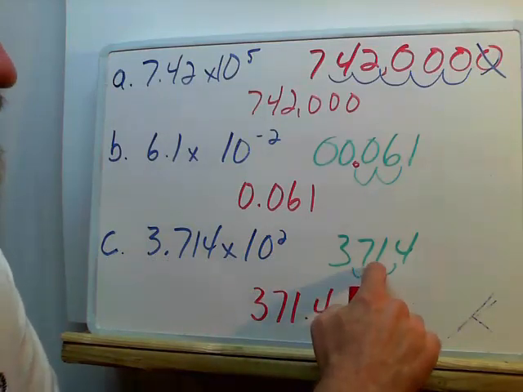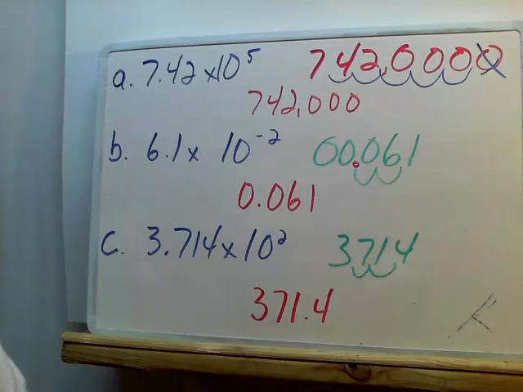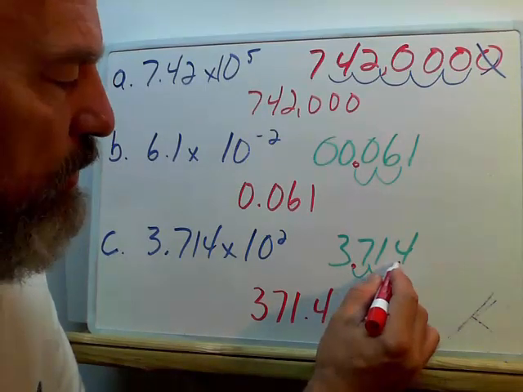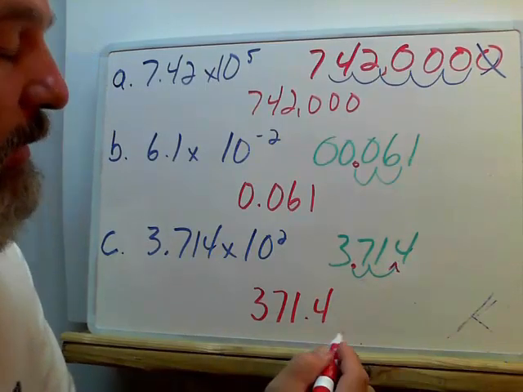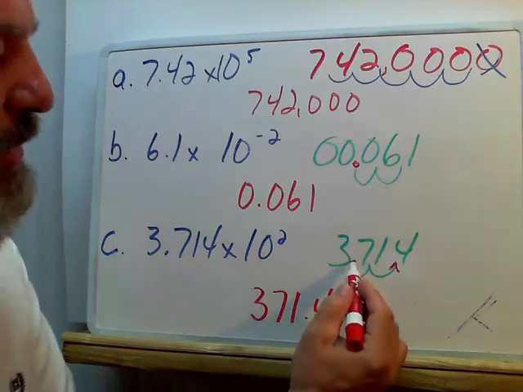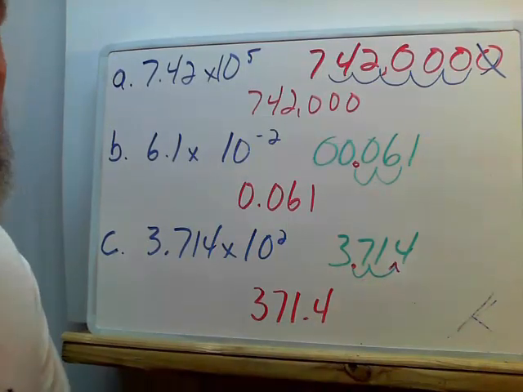Letter C, 3.714 times 10 squared. So we have 3714, large number. We're going to move 2 spaces. We started right here, 1, 2, and it's going to end up here. Notice that we don't end up with any extra zeros here. So we just moved it 2 places. We're going to have 371 4/10.